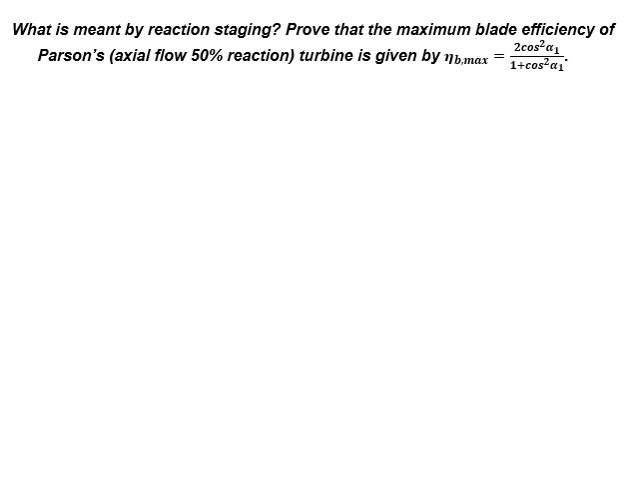Let us move on to the next derivation, that is the maximum blade efficiency of the 50% axial flow reaction turbine. So what is meant by reaction staging? Prove that the maximum blade efficiency of a Parsons or axial flow 50% reaction turbine is given by eta B max, that is the maximum blade efficiency, is equal to 2 cos square alpha 1 by 1 plus cos square alpha 1.